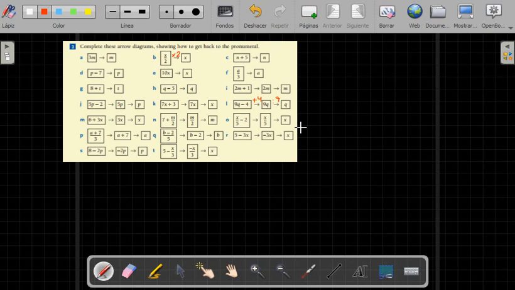Finally, let's do one more. Let's see. Let me think about it. Okay. What about the h? H is very easy. So we have q minus 5. We must get rid of the 5, which is subtracting.